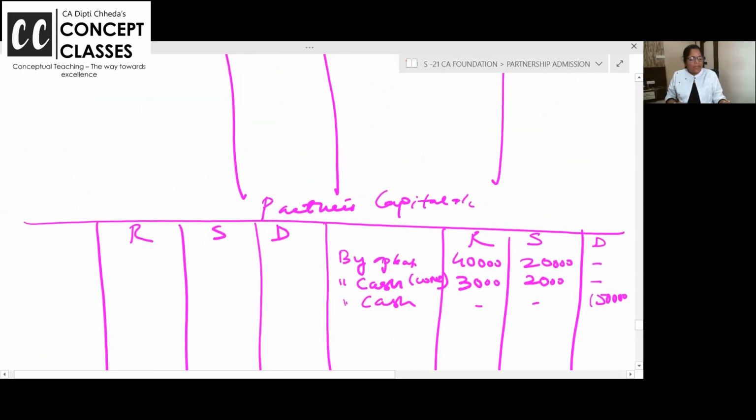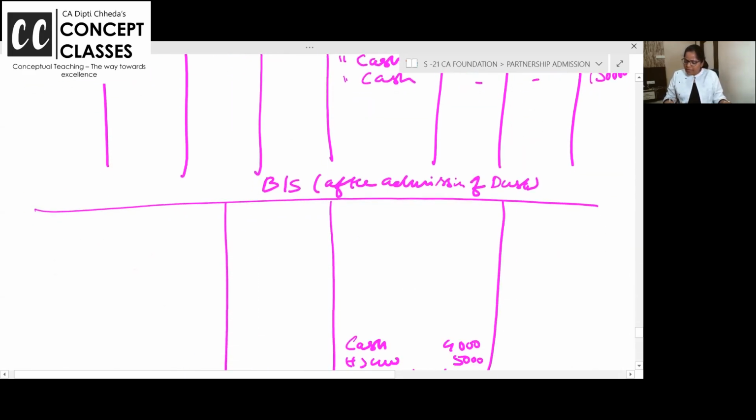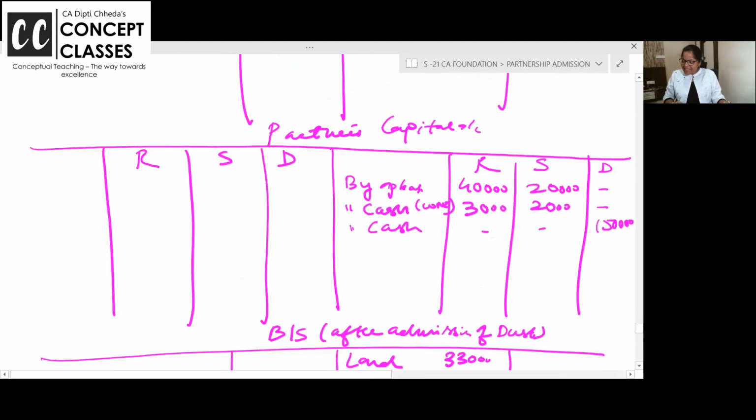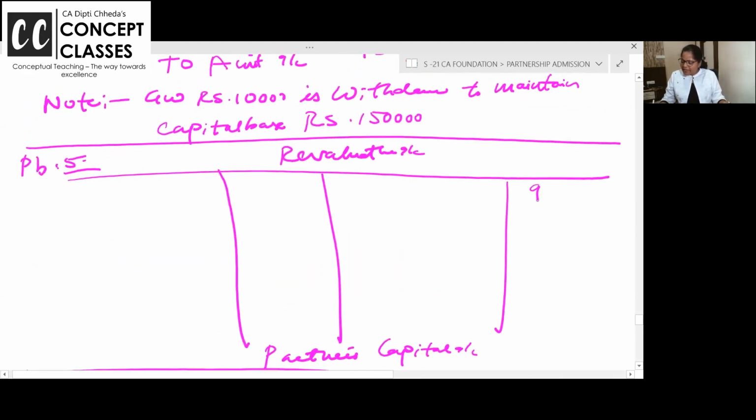Now let us do the revaluation. Land is to be valued at 42. Land is 33. From the balance sheet, come to revaluation. 33 has become 42. 9,000 is the increase in the value of land. Land account debit, revaluation credit. It's a profit.